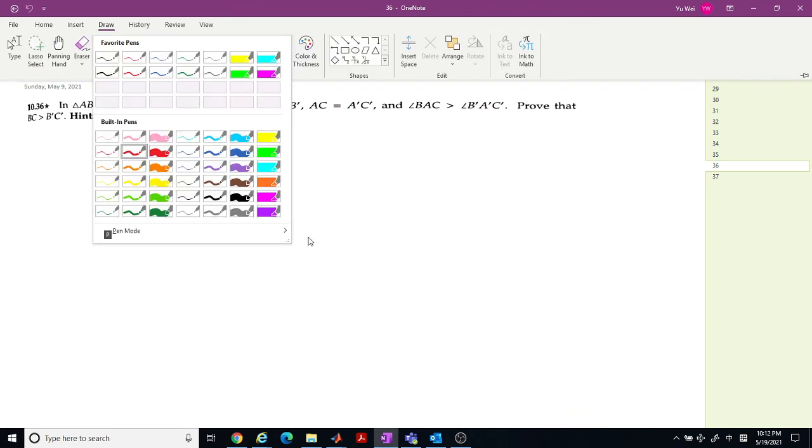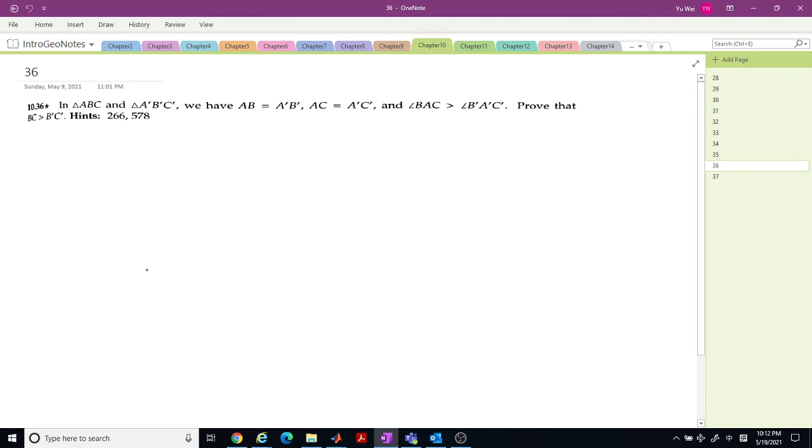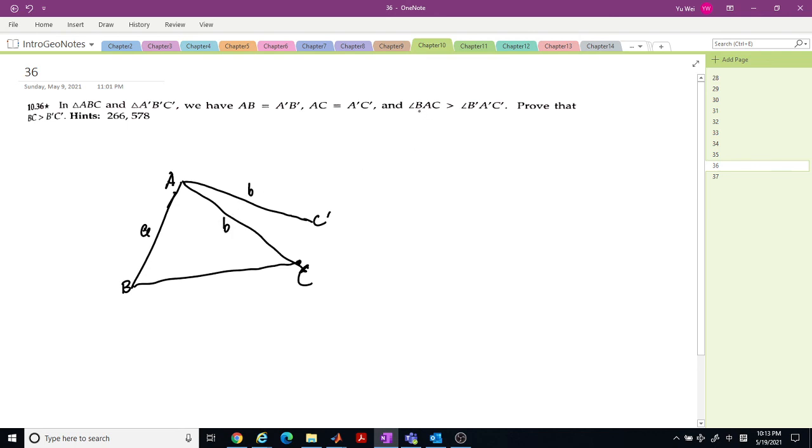The next one is we have triangles ABC and A prime B prime C prime, with AB equals A prime B prime. So we have A, B, and C. Then we have C prime. So AC equals A prime C prime, and we have angle BAC. This is C prime, this is C. So we have angle BAC is greater than angle B A prime C prime, right?